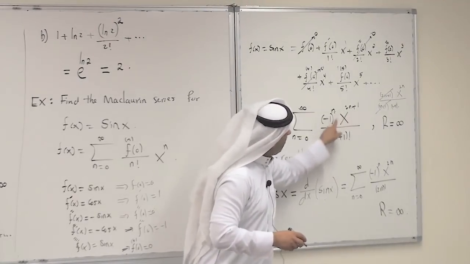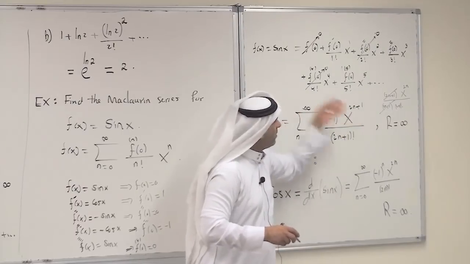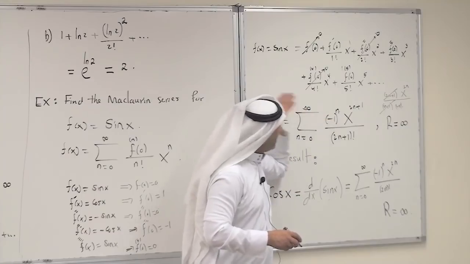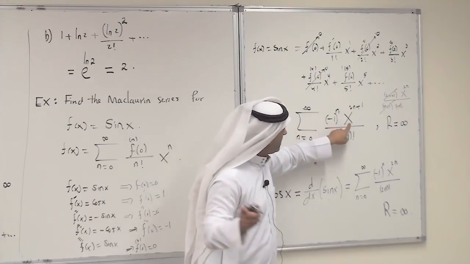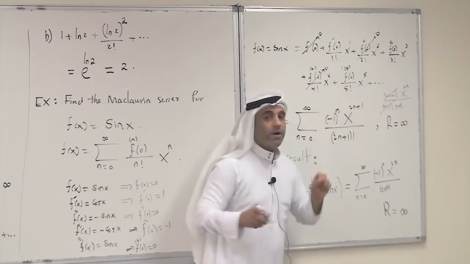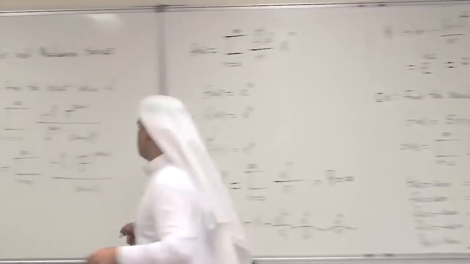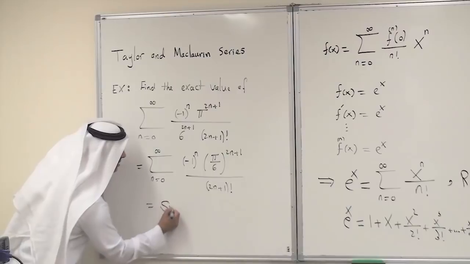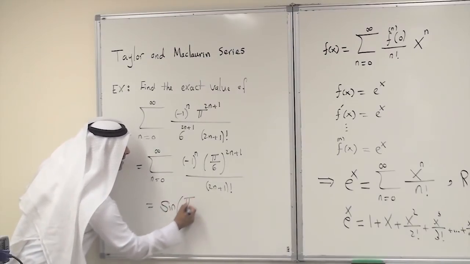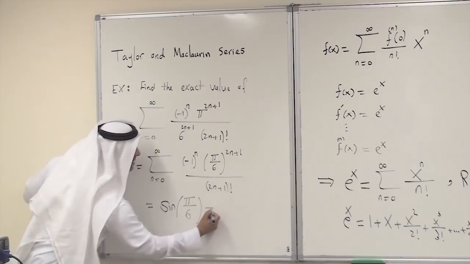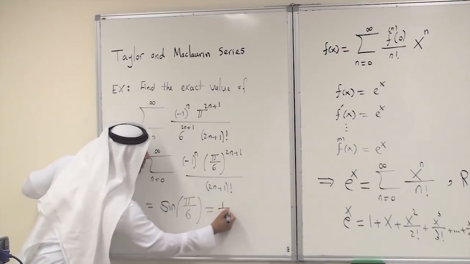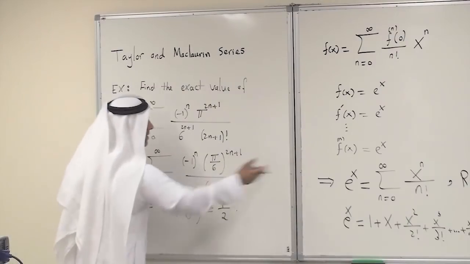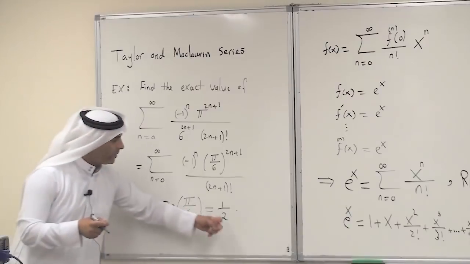I'm choosing a specific value for x, which is inside the region of convergence. And in that case, specifically, I choose x to be pi over 6. So what does it mean? It means that this series is nothing but the sine function evaluated at pi over 6. And you know what is the sine of pi over 6? Sine 30 degrees is equal to 1/2. So it means when you add all these terms, the infinite terms, the final answer will be 1/2.